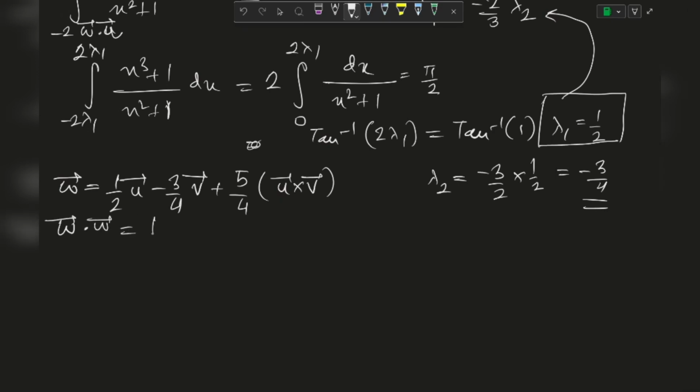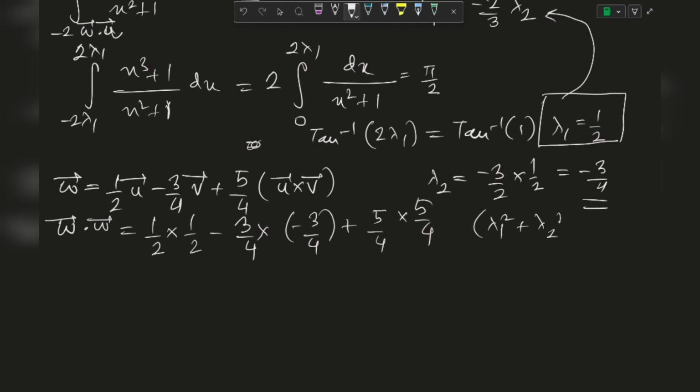I will just take the dot product on both sides. So you will basically have half w dot u, which is half into half. I guess all the constants will appear two times. This is minus 3 by 4 into w dot v, which is again minus 3 by 4, and plus 5 by 4 w dot u cross v, which is the scalar triple product. So again it is 5 by 4. So you can actually observe w dot w is nothing but lambda 1 squared plus lambda 2 squared plus lambda 3 squared. This is a pretty observing inference from this part.